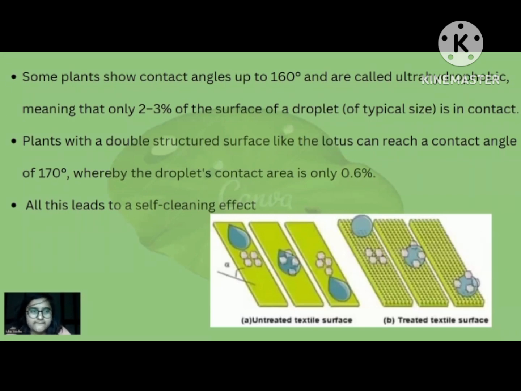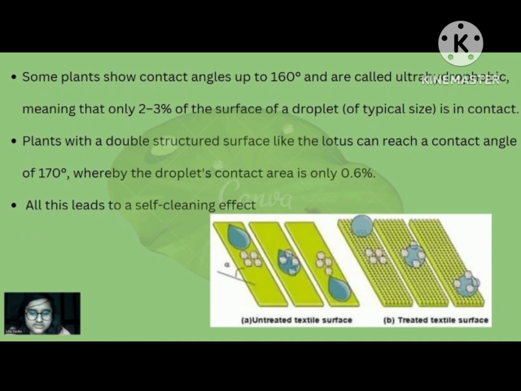Some plants show contact angles up to 160 degrees and are called ultra hydrophobic, meaning that only 2 to 3% of the surface of a droplet is in contact. But a plant with a double-structured surface, like the lotus, can reach a contact angle of 170 degrees, whereby the droplet's contact area is just 0.6%.